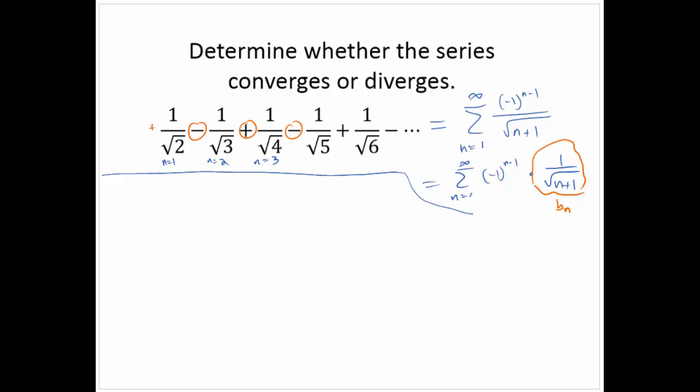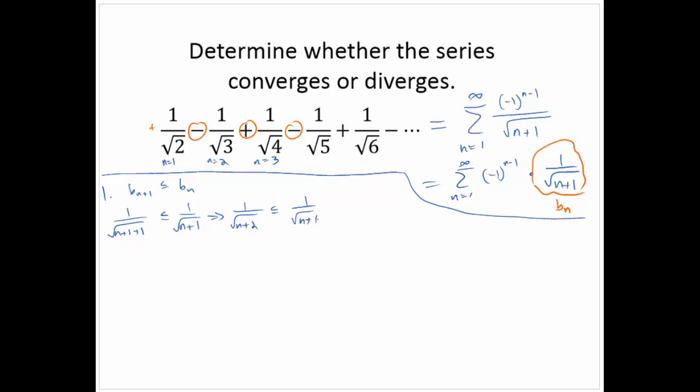All right, so first, is it decreasing? Well, let's see. Is b sub n plus 1 less than or equal to b sub n? Well, 1 over the square root of n plus 1 plus 1, is this less than or equal to 1 over the square root of n plus 1? Well, yes, because that's 1 over the square root of n plus 2. And so that's a slightly larger denominator. And so that would be less than 1 over the square root of n plus 1.